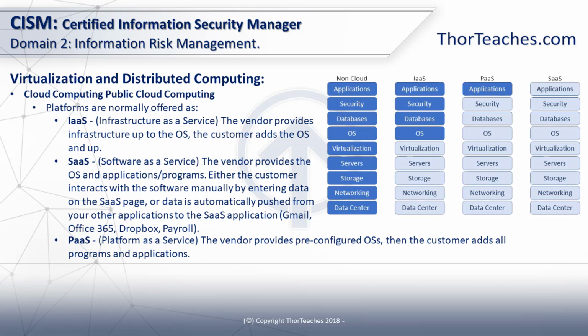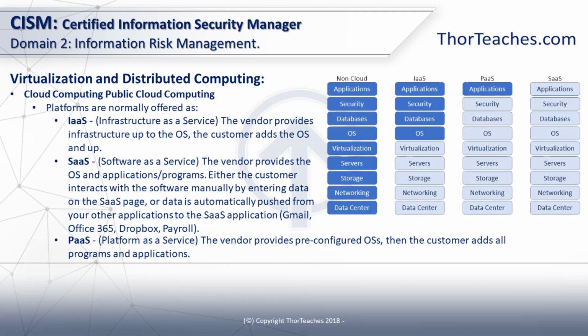With IaaS, or infrastructure as a service, the cloud provider provides everything up to the OS. We add the OS and everything on top of that. So they have the data center, the networking, the storage, the servers, the virtualization, and then hand it off to us. They're responsible for everything below that and the security on that. We're then in turn responsible for the operating system, the databases, the security on that, and the applications.